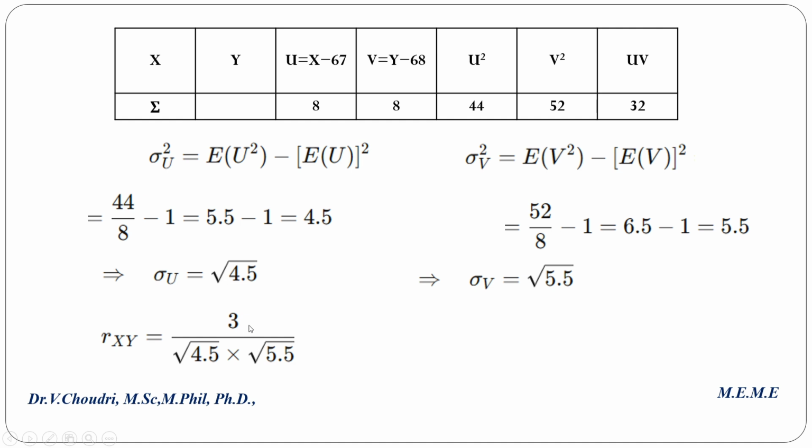Now we have the required data to find the correlation coefficient. Covariance of u comma v, 3, divided by sigma u root of 4.5, sigma v root of 5.5. So what is the answer? 3 divided by 4.7949, almost equal to 0.603. So this is not a strong correlation, but a positive correlation. Okay. Thank you.